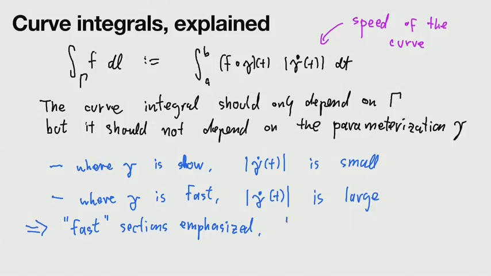Conversely, slow sections will be de-emphasized. The effect will balance out, and in the end, no gamma dependence. Okay, maybe I should do one drawing here on the blackboard. Let's say I've got a curve.